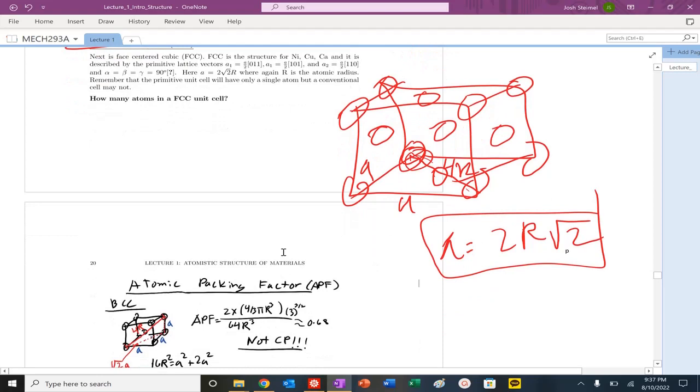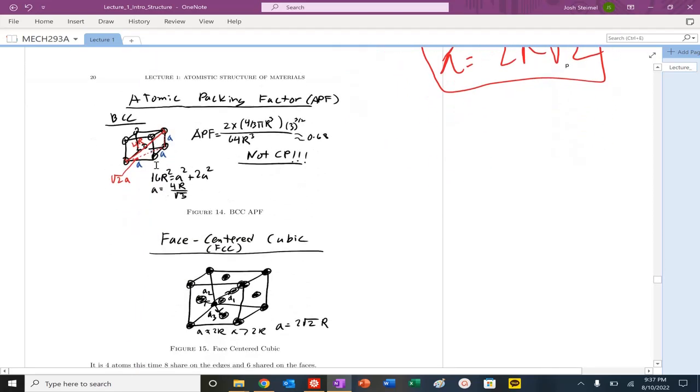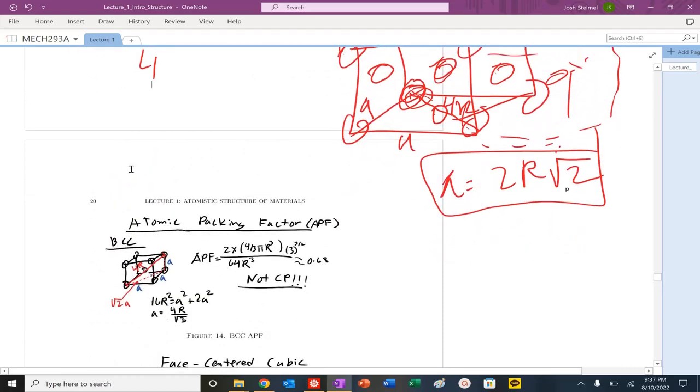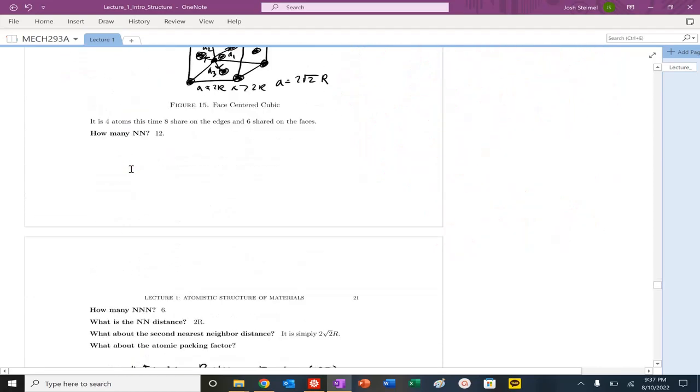So what is the number of atoms? I still have an eighth from each of those corners, that contributes 1. But if I look at these atoms on the faces, they're only shared by 2 unit cells. For example, this atom is shared by this unit cell and the one right next to it. So it's only half. So my total number of atoms is going to be 4 in this unit cell. Excellent. So I've got my number of nearest neighbors. At this point you can start to see that it's 12.